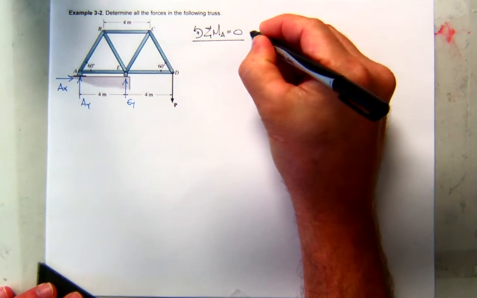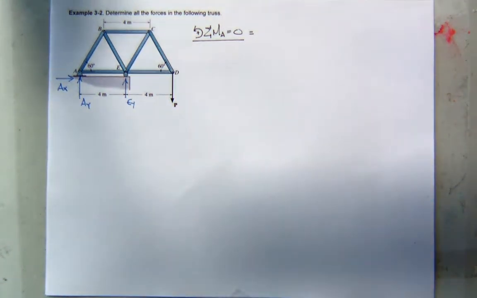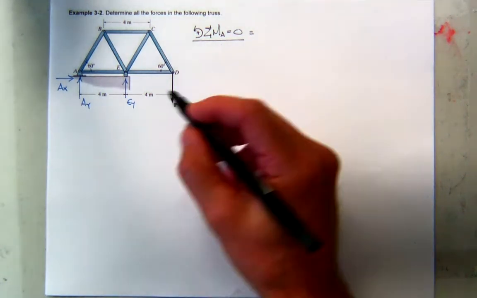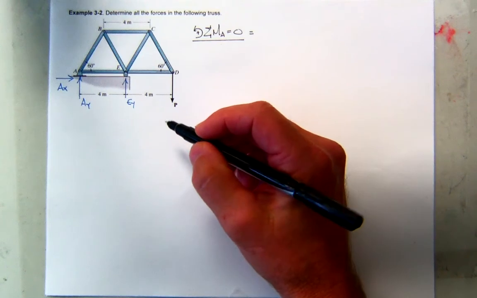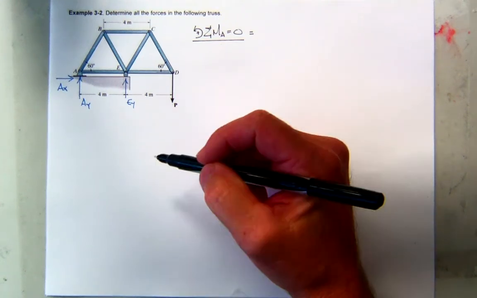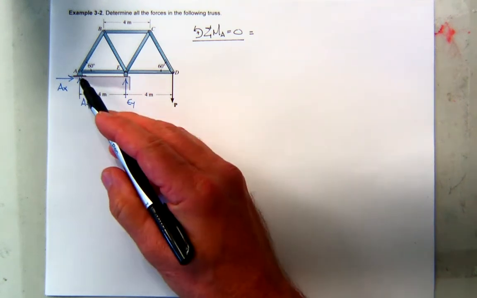So looking about A, oh, this just says P. I guess we're going to do everything in terms of P. So this is a problem that doesn't have a numerical value. It's just P. So we'll find all the reactions as some fraction of P or some multiple of P.